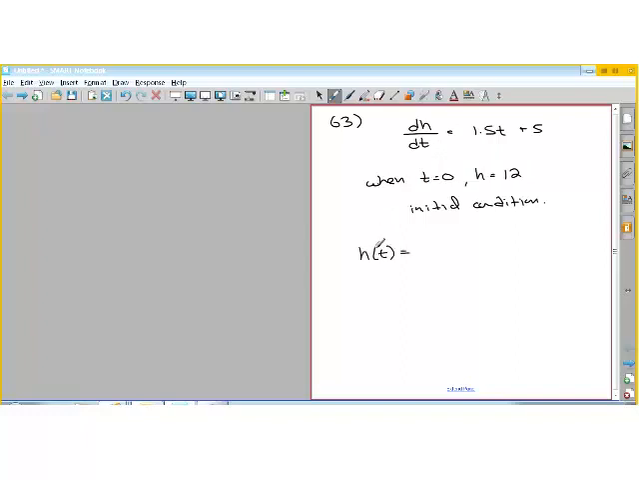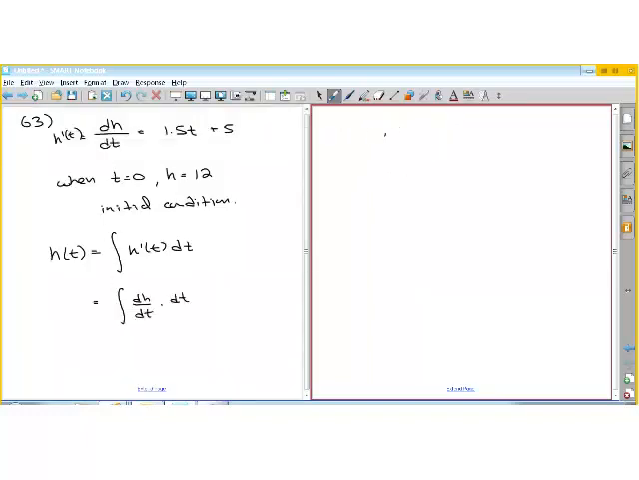And what we're looking for is the height as a function of time. So the height as a function of time would be the integral of h prime of t dt. You could say it's the integral of dh/dt times dt. So dh/dt is this. This is also h prime of t. They're just different ways of representing the derivative. So all we have to do to find the height as a function of time is to integrate this thing.